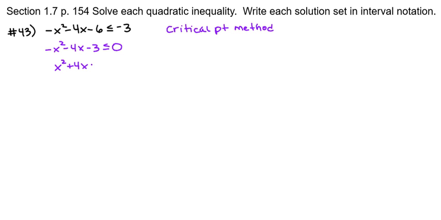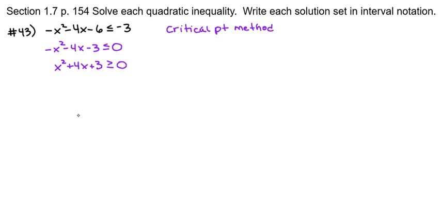Just remember, if you multiply an inequality by a negative, you need to reverse the inequality. So instead of less than, it's going to be greater than. If you didn't realize you needed to do that step and ended up getting a wrong answer, it was probably just based on that negative error.